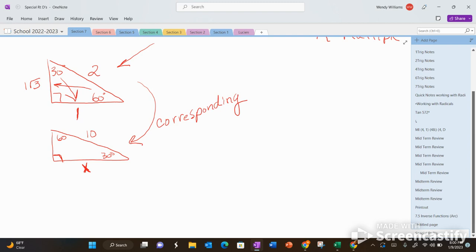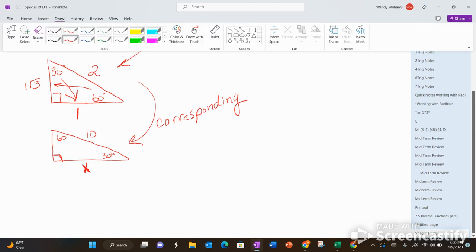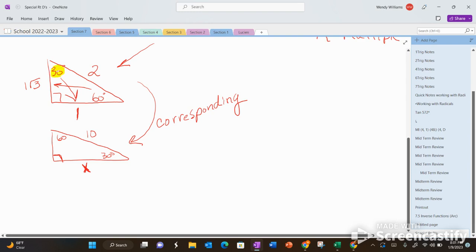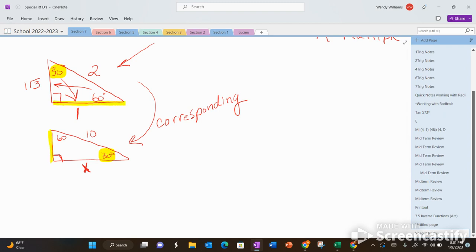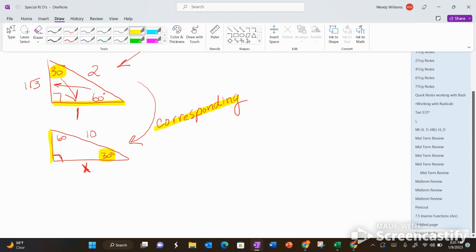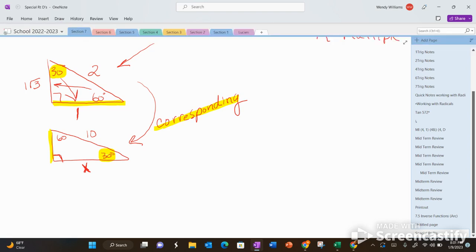Now be careful. On this triangle, I intentionally drew the 30 degrees up here. On this triangle, I drew the 30 degrees down here. That forces this to be my small side. That forces this to be my small side. So when we go to put these together and they're corresponding, we have to be very, very careful that we set up our triangles or our proportions correctly.